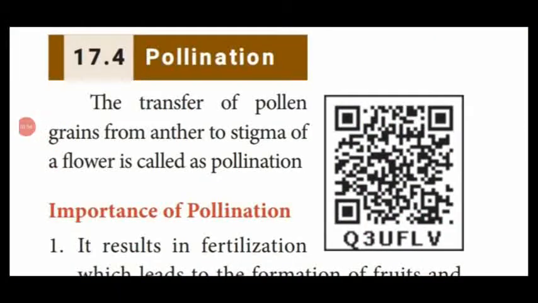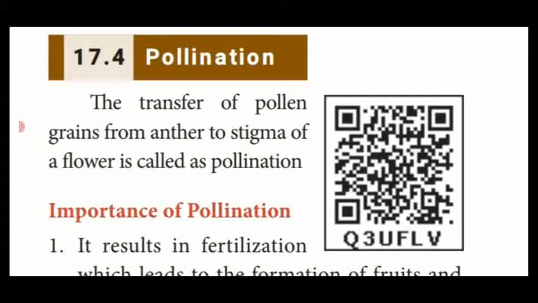Dear students, first we are going to see the first step involved in sexual reproduction in plants, that is pollination. What is pollination is an important 2-mark question. Transfer of pollen grains from the anther to the stigma of a flower is called pollination.